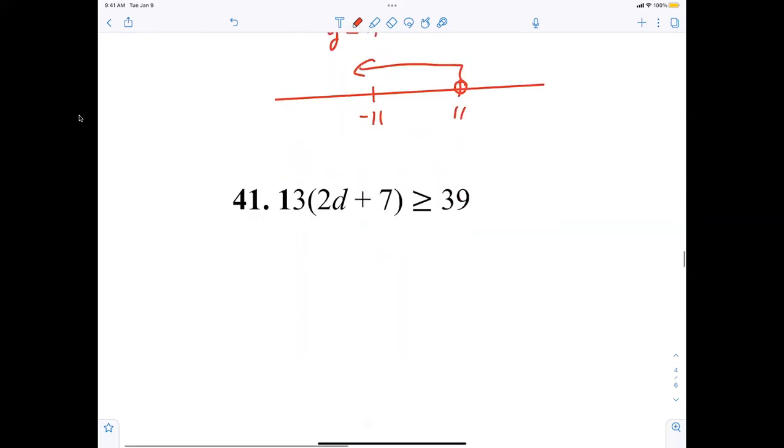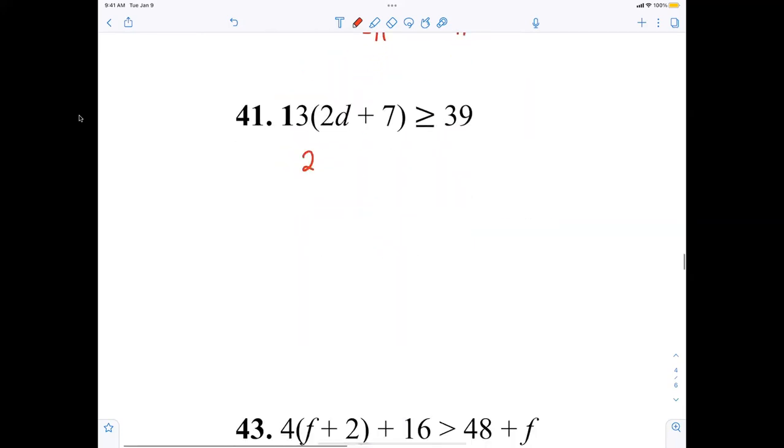All right. That would be 26D plus 91. Good job. And then you subtract 91. And that is, what is that?